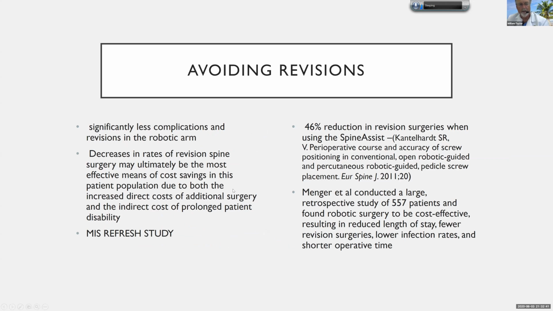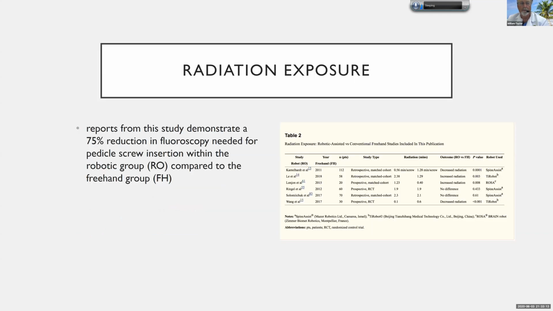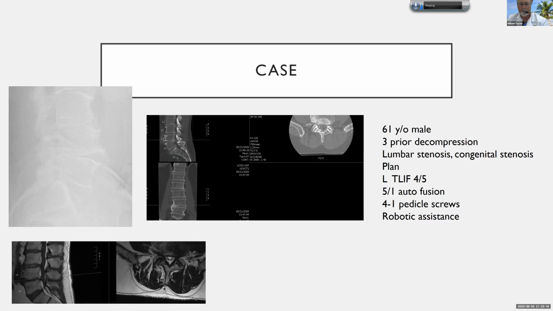There's an MIS refresh study which is out there, which is just ongoing, showing a decrease in revisions. Spine assist study with spine assist robot, half as many revision surgeries, and that's where we look. If you can save a revision, you save about $100,000 a case, and so you're saving the hospital money. You're not going to save the hospital money in anything other than preventing revisions and complications, and that's what we really have to show for our cost benefit and radiation exposure.